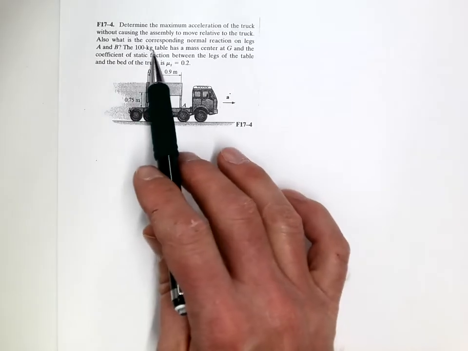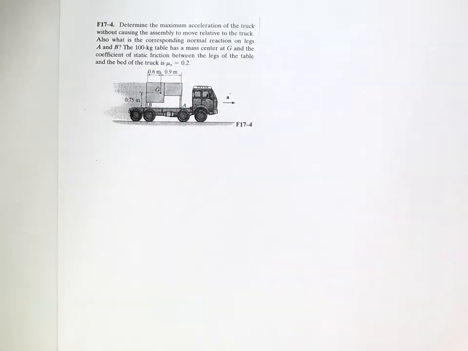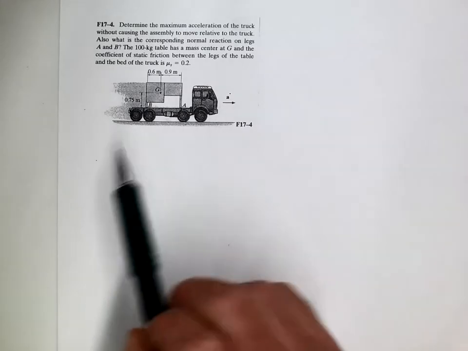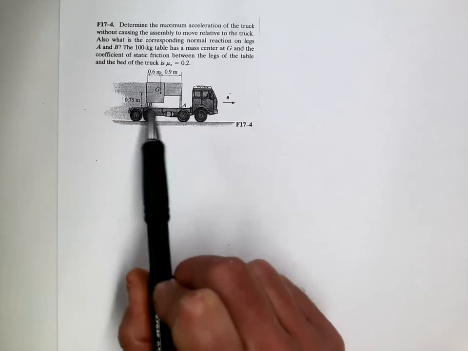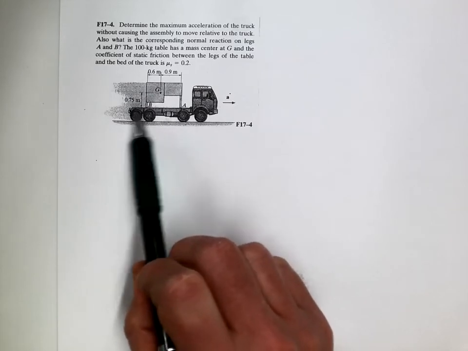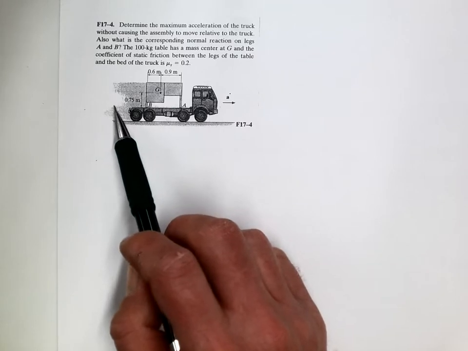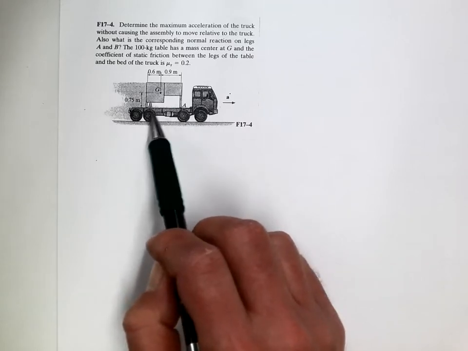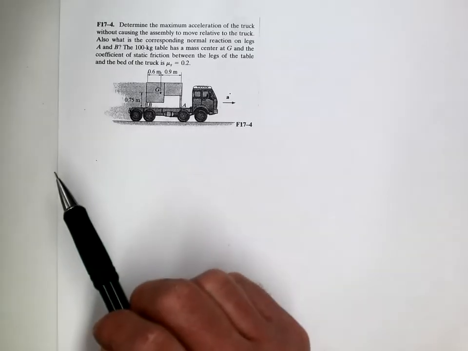The 100 kilogram table has a center of mass G and a coefficient of static friction between the legs and the truck of 0.2. So there are two ways that this could come off the truck. The first way is to slide off. The friction between the legs and the bottom of the truck is insufficient and it slides right off the back.